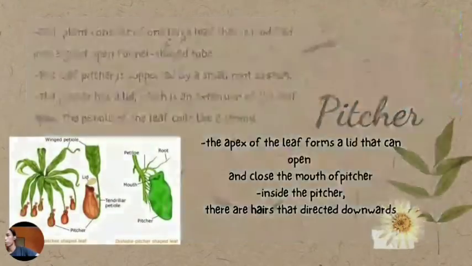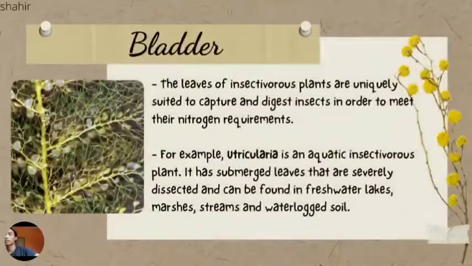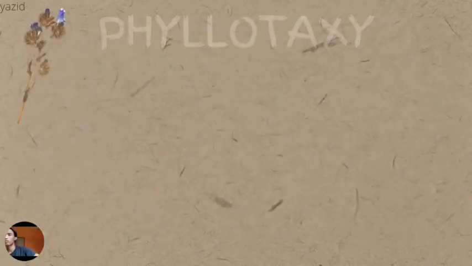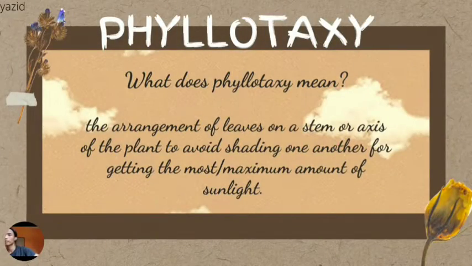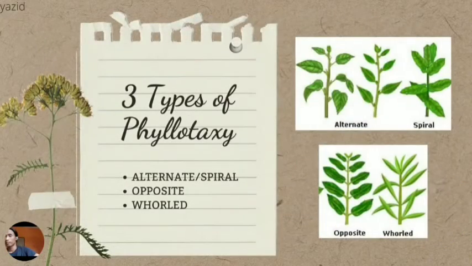Okay, my name is Muhammad and I will present my part in this presentation about phyllotaxy. What does phyllotaxy mean? It means the arrangement of leaves on a stem or axis of the plant to avoid shading one another, for getting the maximum amount of sunlight. And there are three types of phyllotaxy: alternate or spiral, opposite, or whorled.